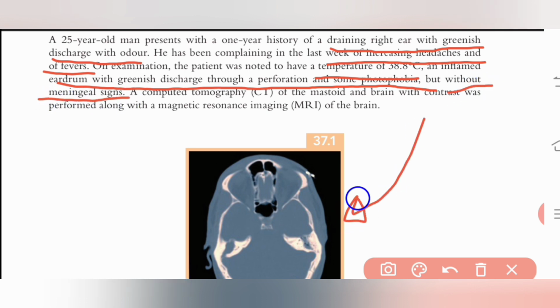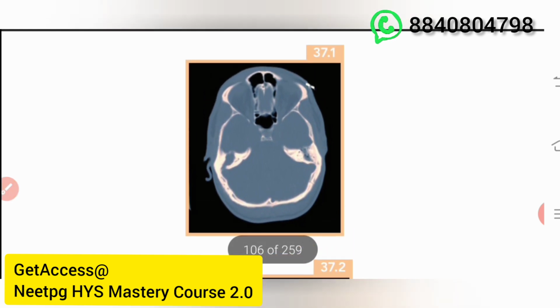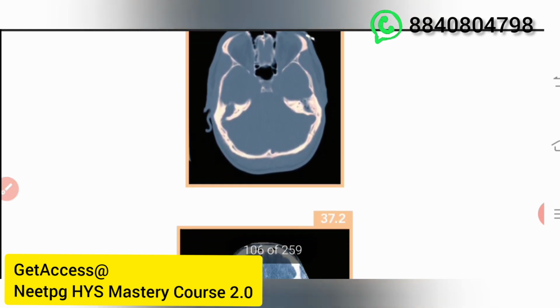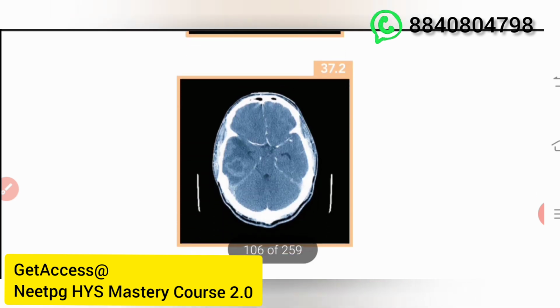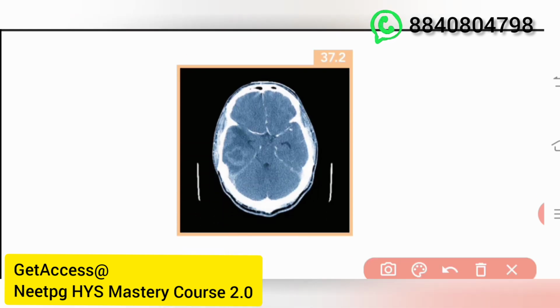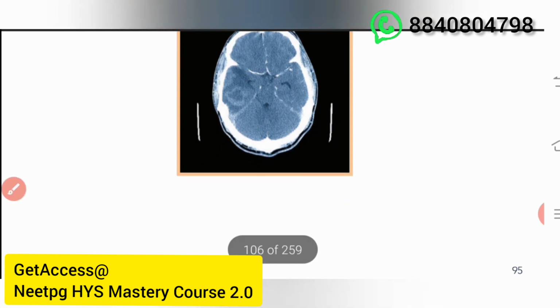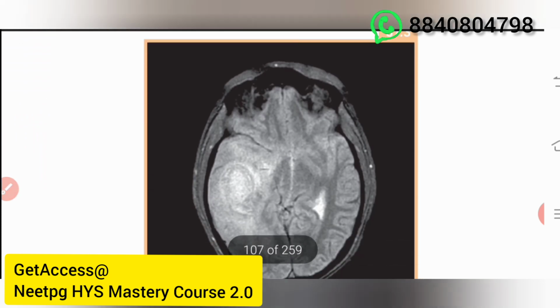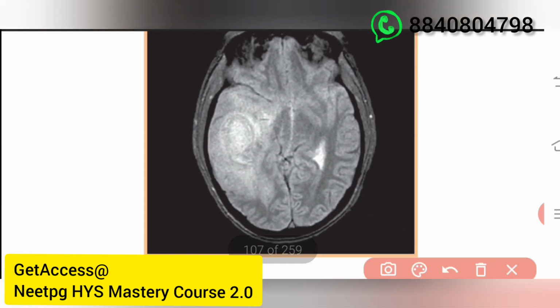Subsequently, a CT scan of the mastoid and brain was done with contrast, and the CT scan has been provided to you in the question. So here we can see an axial cut of a CT scan showing you bilateral mastoid bones, and here you can see or note a ring lesion which is there on the right side of the temporal lobe of the brain. MRI was also done, which also shows you a hyperintense lesion.